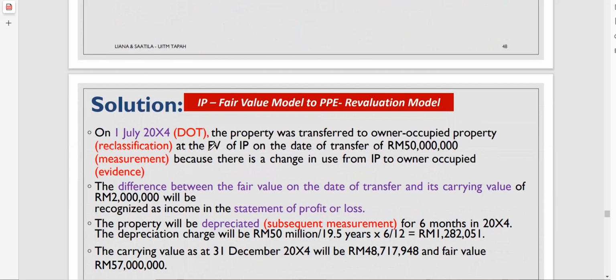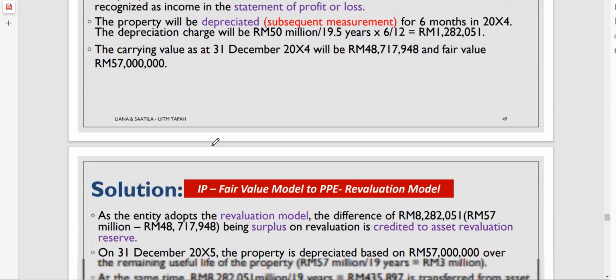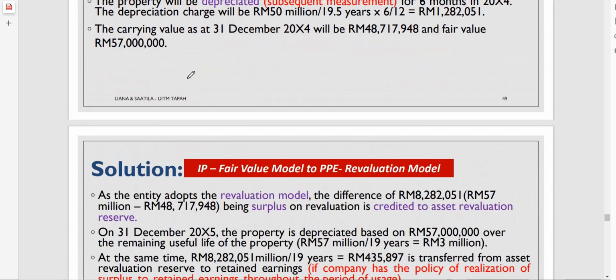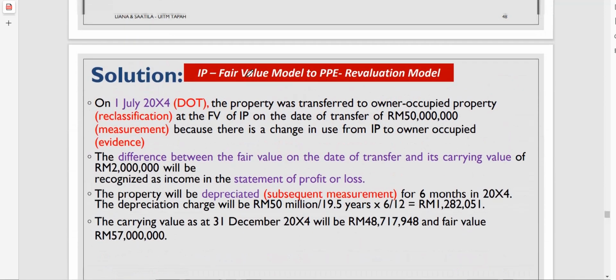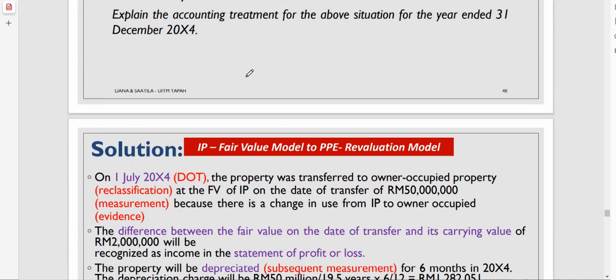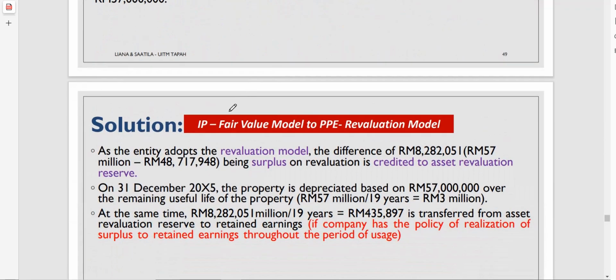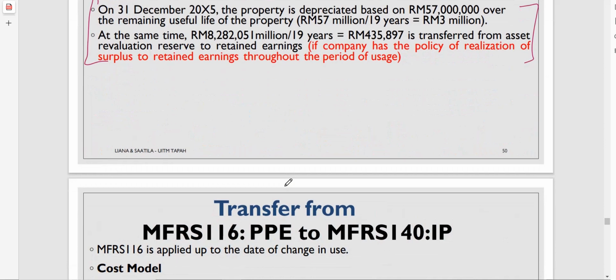And example 6 is also still under transfer from IP to PPE, but example 6 has some bonus answer. The original question only asks for the explanation for 2000x4, but you would see that there are also explanations which are the bonus answer here for 2000x5 as well. So go and check it out.